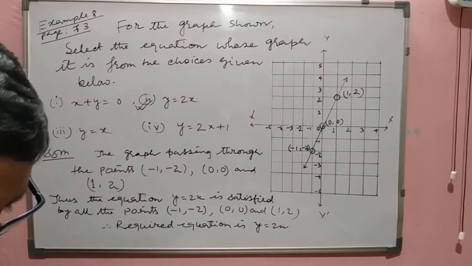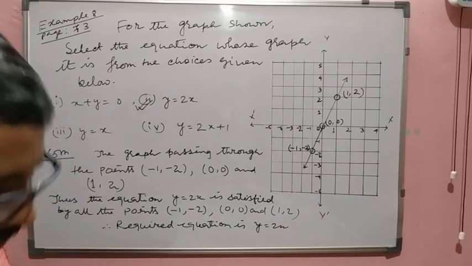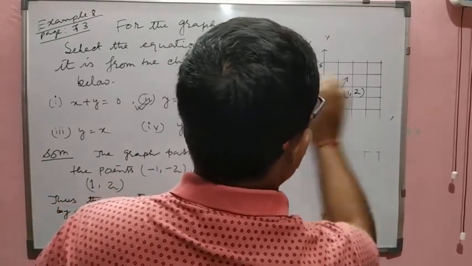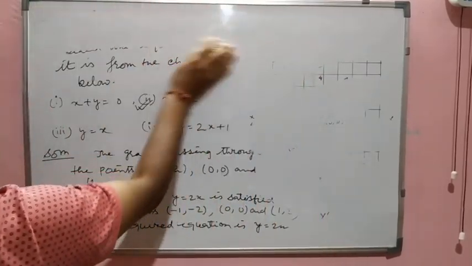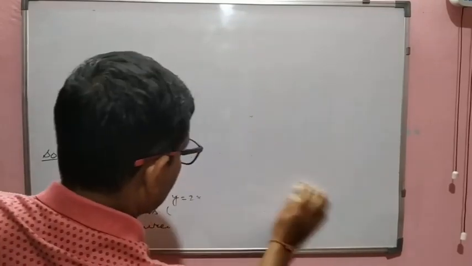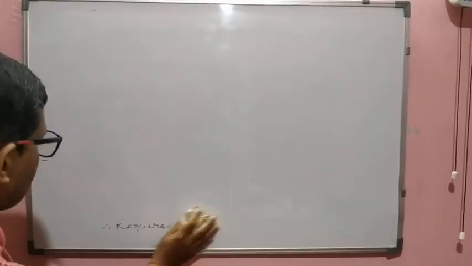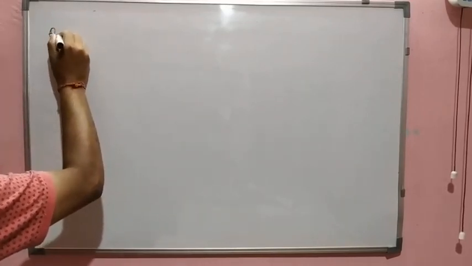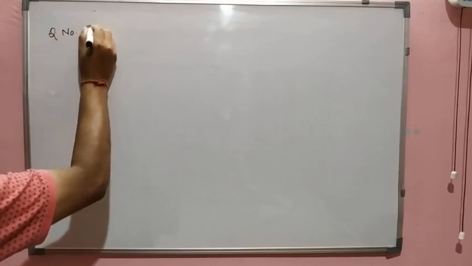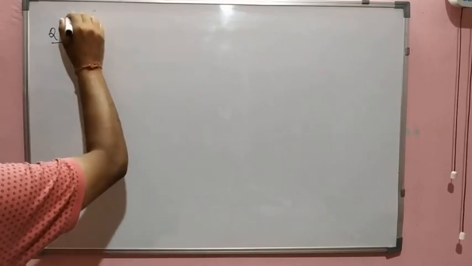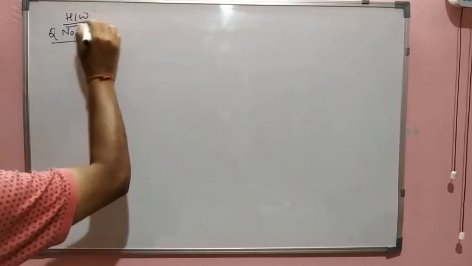Question number 5 is given in our textbook. We will try this one at home. Question number 5 is your homework. This you will try yourself at home.